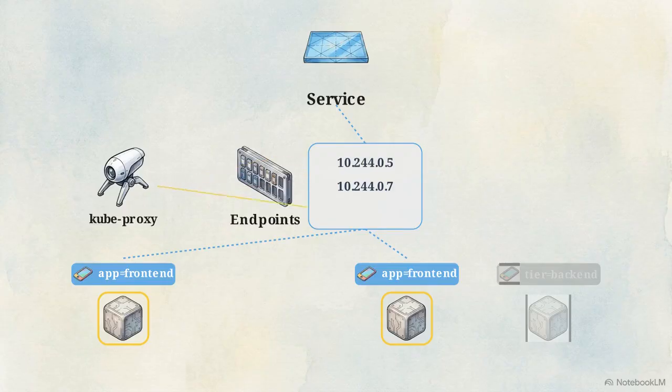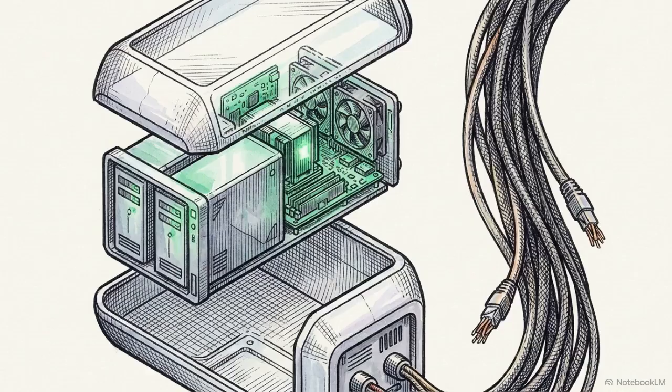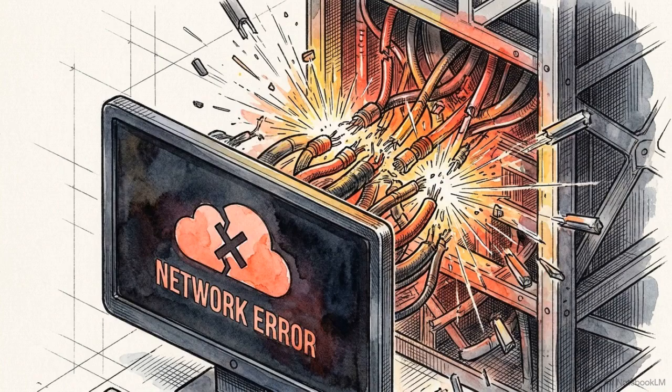A background process called kube-proxy constantly monitors this endpoints list, using it to execute the actual physical traffic forwarding rules on every node in the cluster. But simply being alive doesn't mean a pod is prepared for traffic.